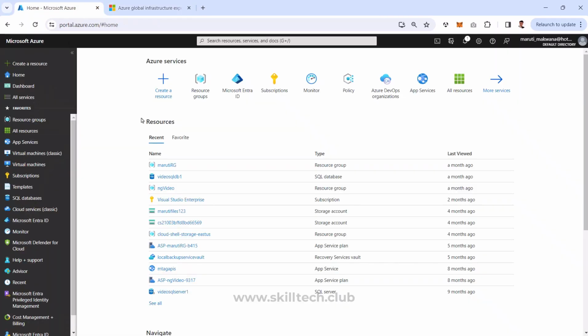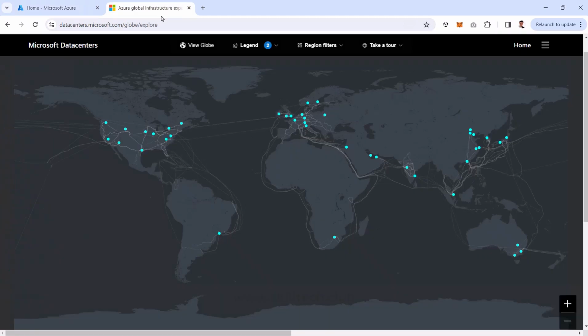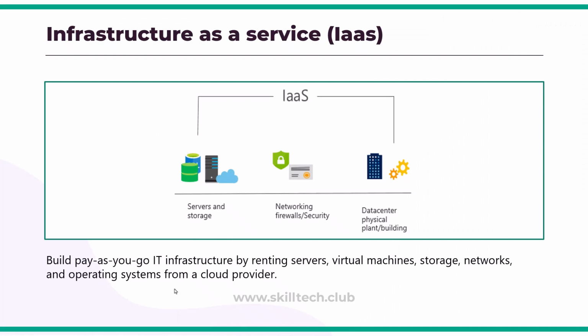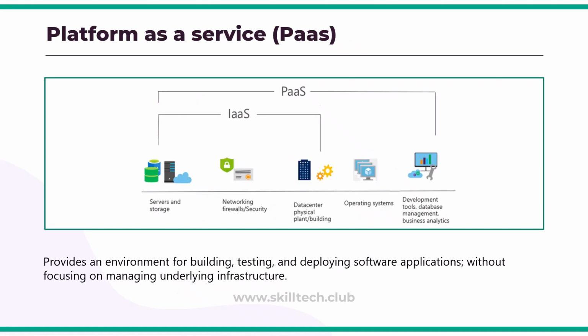Keep this infrastructure in mind, and once you keep that, infrastructure as a service is allowing you to treat and use this infrastructure with your own control as a service. That's the best understanding of infrastructure as a service. After this, we have platform as a service.